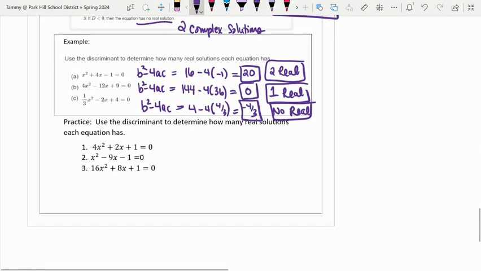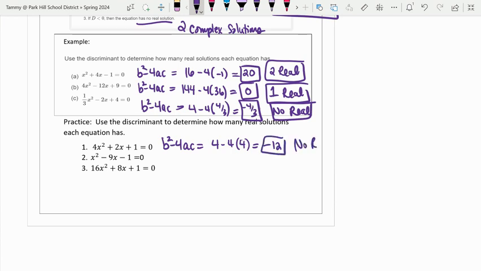All right, last 3 here. So b squared minus 4ac. So square 2, I get 4. Minus 4, a times c, 4 times 1 is 4. So this gives me 4 minus 4 times 4 is negative 12. So my discriminant is negative 12, which means no real solution.